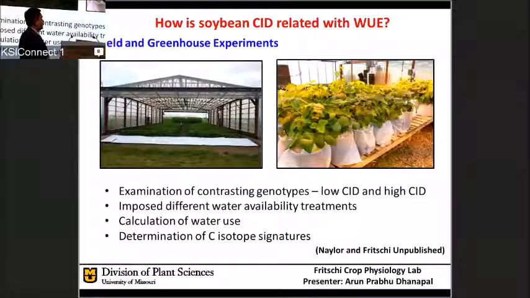Once we identified the extremes, our next interest was to see how soybean CID is related to water use efficiency. To find this, we did both field and greenhouse experiments. All the field experiments were done in the drought simulator or rainout center at the Bradford Research Farm at the University of Missouri, and the greenhouse we used was the Ashland greenhouse at the University of Missouri as well. We examined contrasting genotypes for low CID and high CID, imposing different water availability treatments and calculated their water use. Later we determined the carbon isotope signatures for all the genotypes.